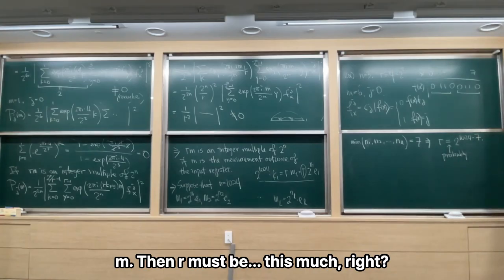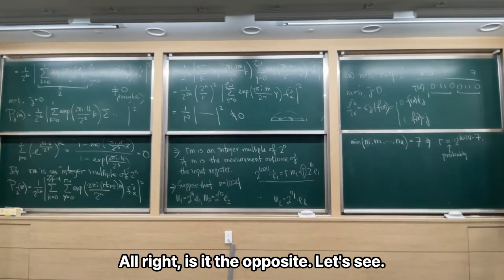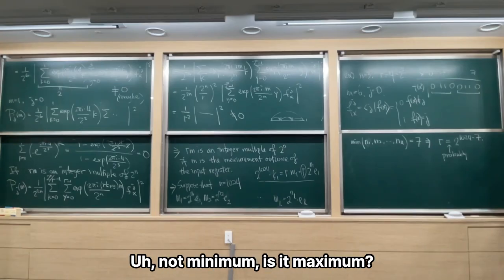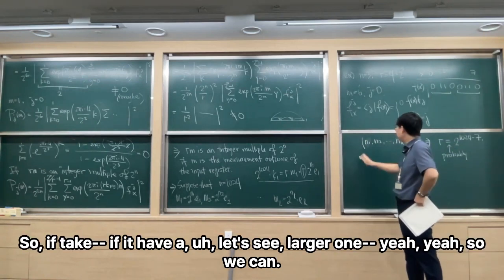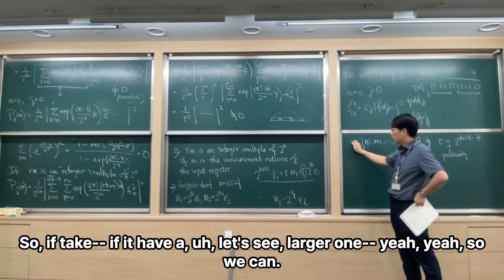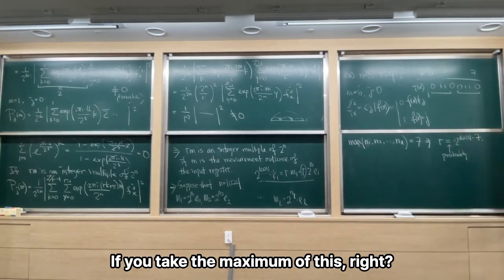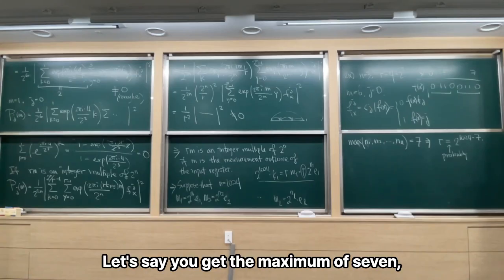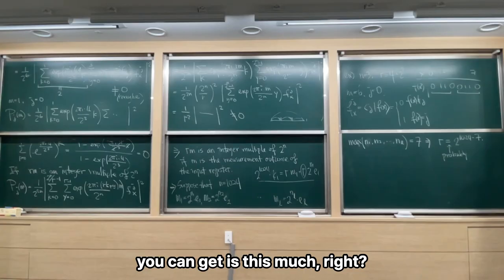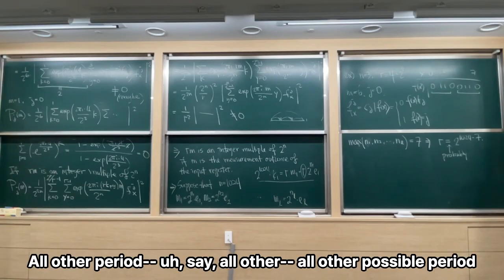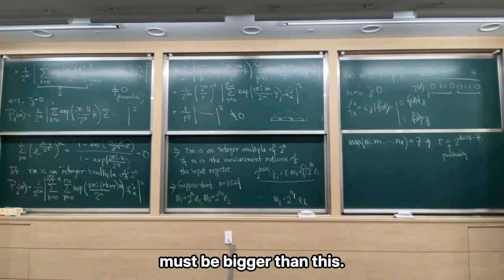this much, right? All right, is it the opposite? Let's see. Not minimum, is it maximum? Yeah, I think it's maximum, right? If it has a larger one. Yeah. So you have the maximum, right? If you take the maximum of this, let's say you get the maximum of 7, then the smallest period you can get is this much, right? All other possible periods must be bigger than this.